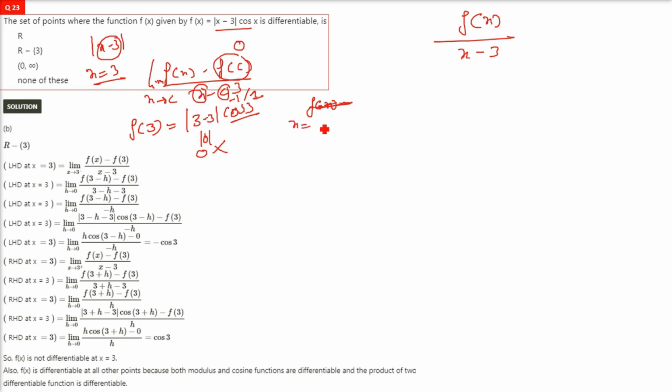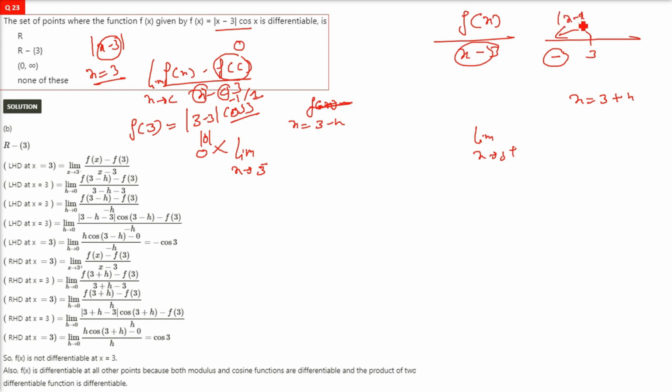Alright. So we'll put x as 3 minus h on the left, and x as 3 plus h on the right. So limit x tends to 3 minus, you can write, and here you can write limit x tends to 3 plus. Okay. This x minus 3, on the left of 3, you will get negative (x minus 3) when you open this modulus. This is a modulus. So when you open this modulus, it's going to be negative on the right. On the right, it is going to be positive x minus 3 because it is modulus. You have to open it anyway.